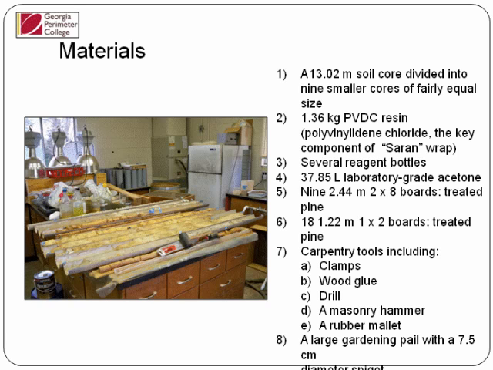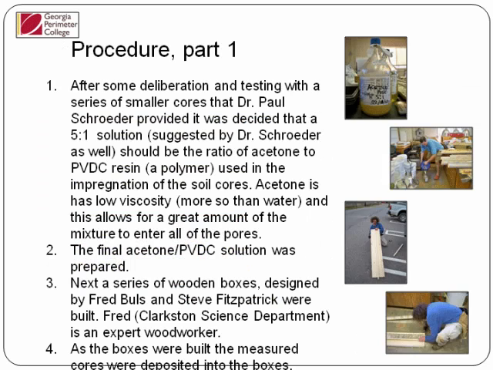So I got some of this resin from France, from the Solvay Corporation, and later on I got some from USDA in Nebraska, but we'll get into that later. I had several reagent bottles. If you've taken chemistry, you know what a reagent bottle is. I had over 3 liters of laboratory-grade acetone that I used. I needed a lot of acetone. I got some wooden boards, some carpentry tools, a large gardening pail, some polyurethane, a lot of carpentry supplies, and I went to work.